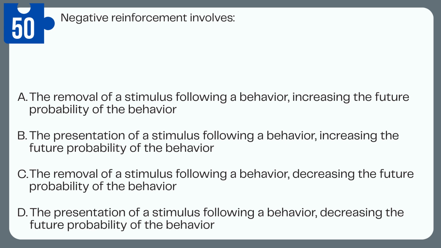Question 50. Negative reinforcement involves: A. The removal of a stimulus following a behavior, increasing the future probability of the behavior. B. The presentation of a stimulus following a behavior, increasing the future probability of the behavior. C. The removal of a stimulus following a behavior, decreasing the future probability of the behavior. D. The presentation of a stimulus following a behavior, decreasing the future probability of the behavior.